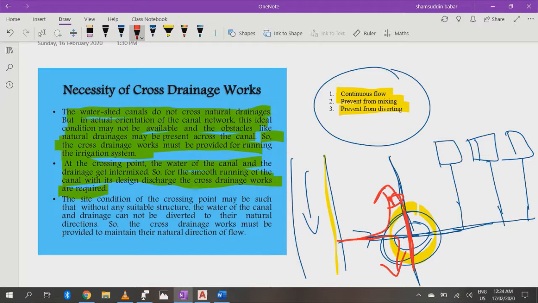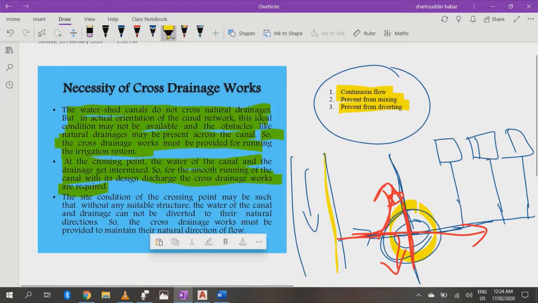Why? Because there is a drainage, it can flow with it, but what is its natural flow? It should flow in this direction, as we have to provide irrigation water towards farms. So to prevent it from diverting in either direction, the same line is written in more words.